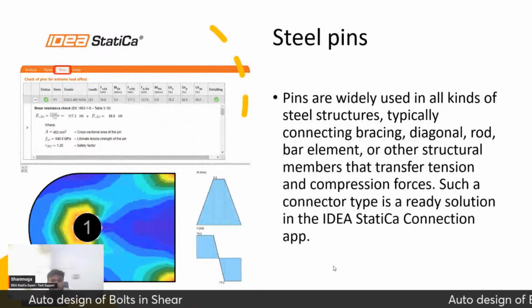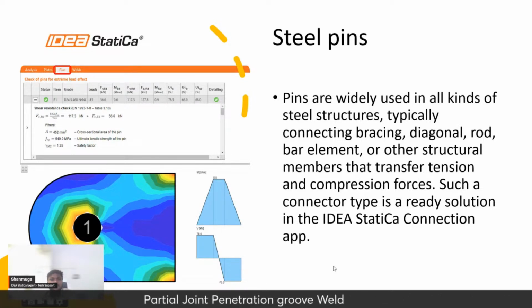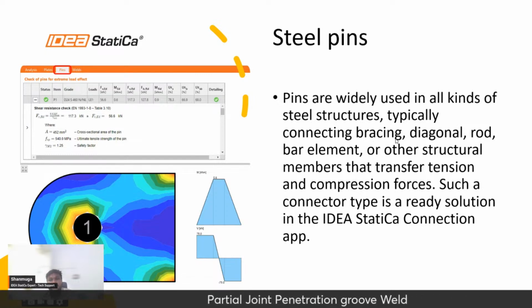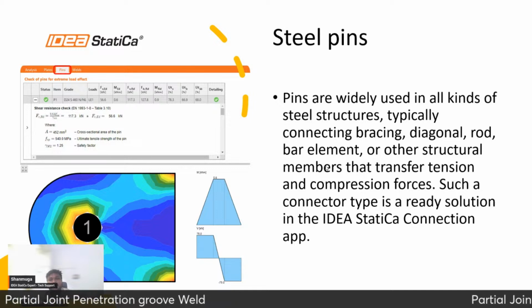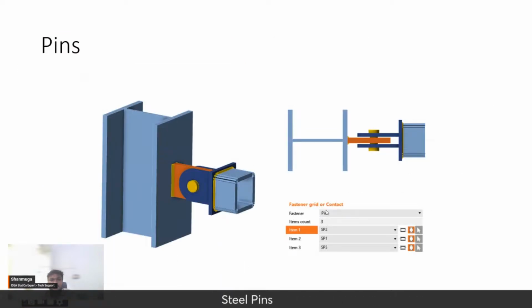And next we have the steel pins. It is another feature update that has been implemented by the developers in version 24.0. Typically in connected bracing, the pins have been used in these areas as a diagonal, as a bar element, or other structural element that will transfer the tension and compression forces. As we all know, such a connector type is a ready solution in the IDEA StatiCa Connection app.